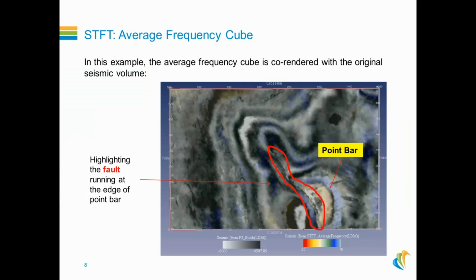Here's another example of the average frequency cube, and it is co-rendered with the seismic volume. Quite frequently, instead of looking at the spectral decomposition attribute as a result by itself, we co-render the attribute with the seismic volume in order to highlight more features. So in this case we are highlighting the fault running over the edge here, and we can clearly see the point bar.